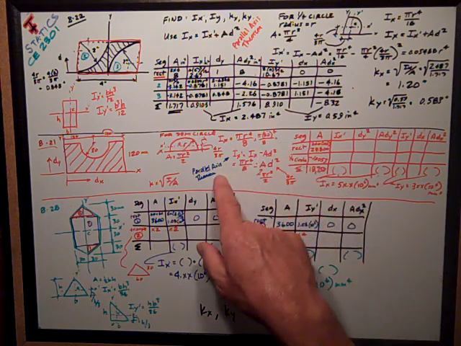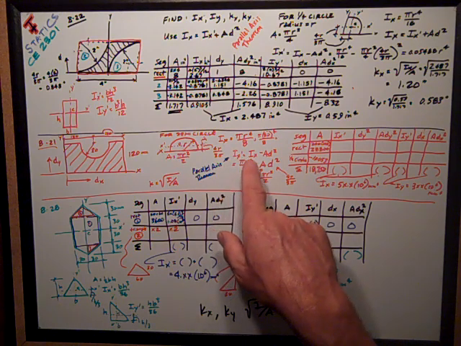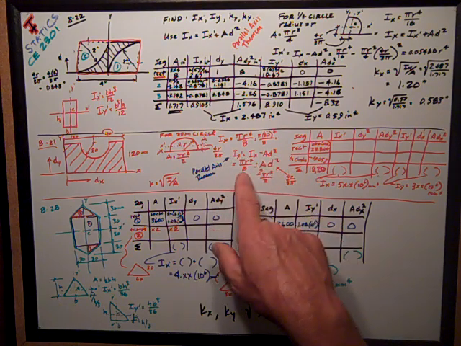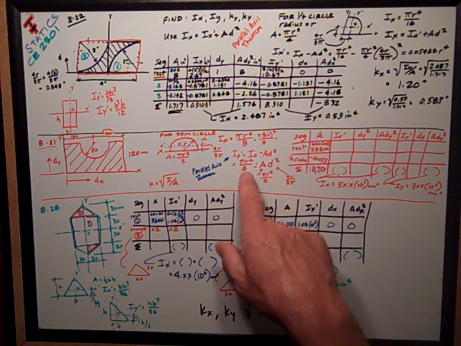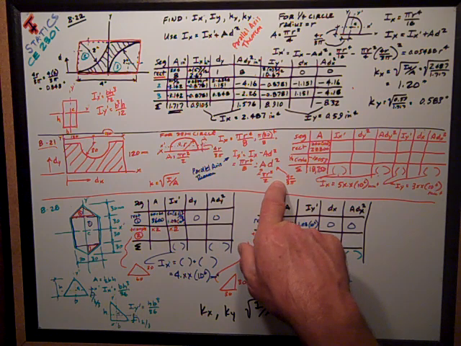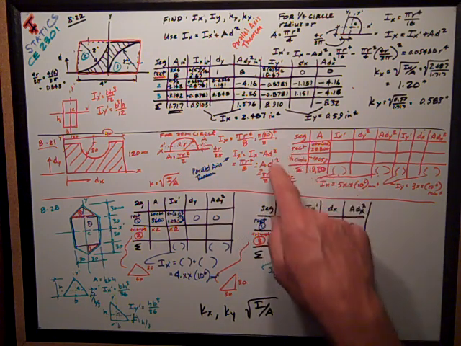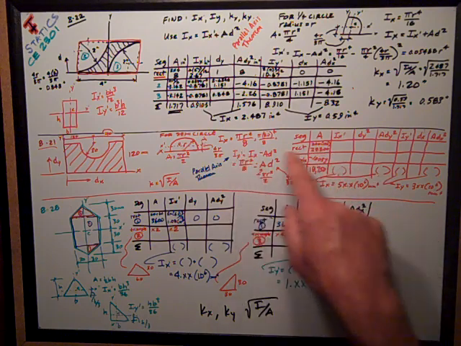So I work out the numbers. I didn't actually work that one out. Parallel axis theorem says Ix prime is equal to Ix minus AD squared. So I do the math and I get this formula here. So that'll get you started.